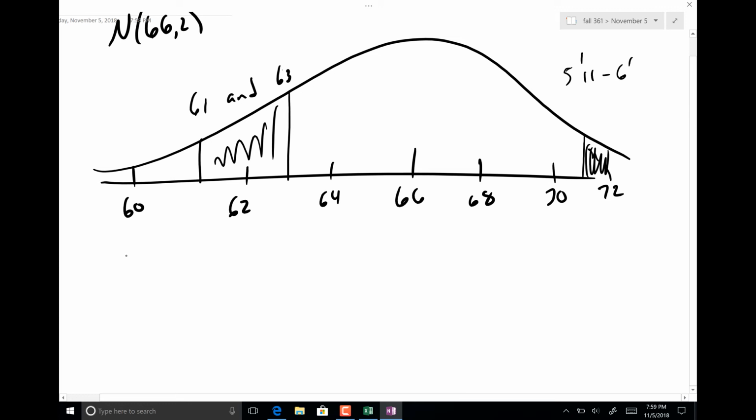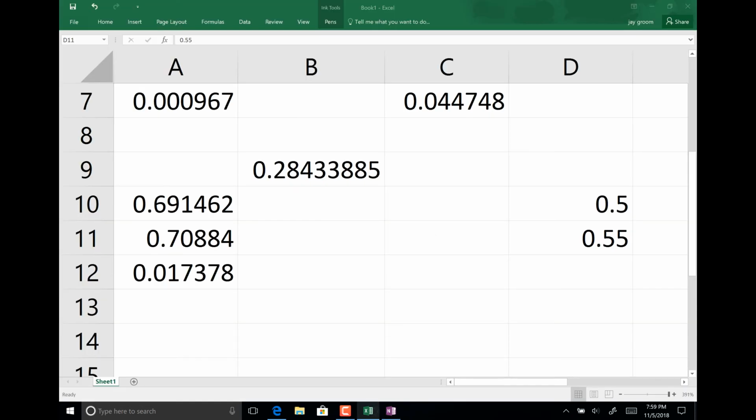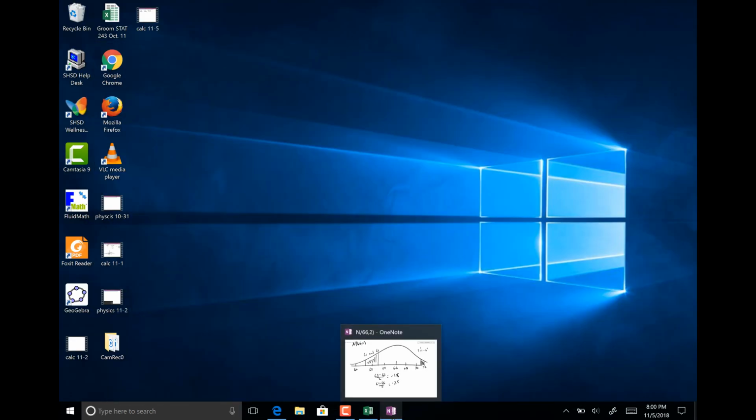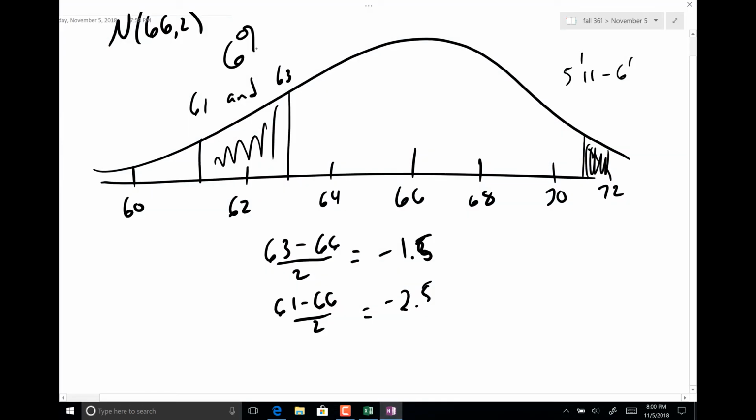Okay. All right. Now, clearly in this situation, on the lower end, what do we have over here? We had 63 inches. Well, 63 minus 66 divided by 2, negative 1.5. And then 61 minus 66 divided by 2 is negative 2.5. So over here I would type in negative 1.5 and negative 2.5. And I would see there's about a 6% difference. 6% of the population are lying in here.